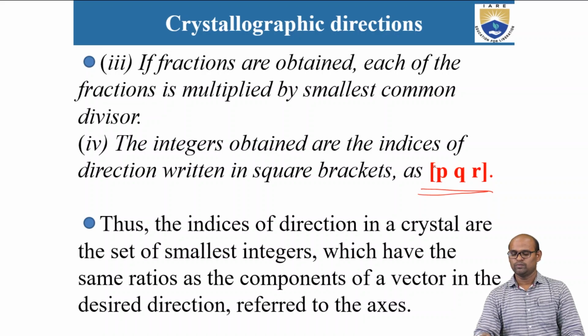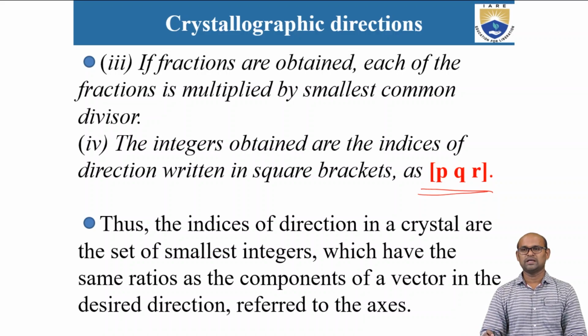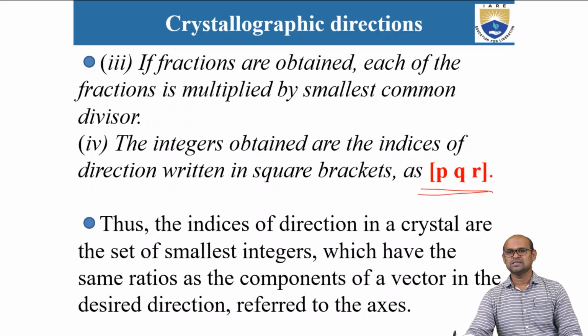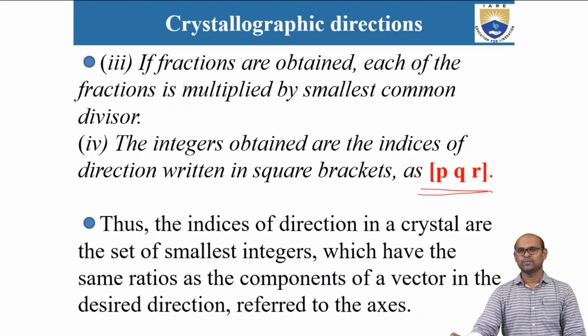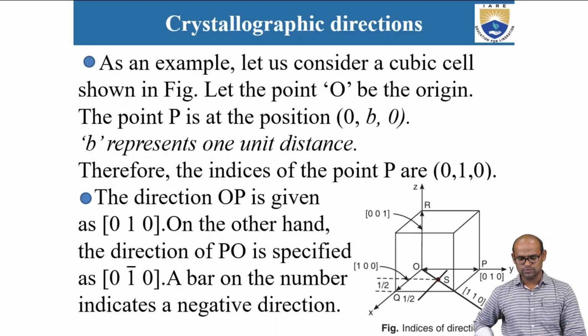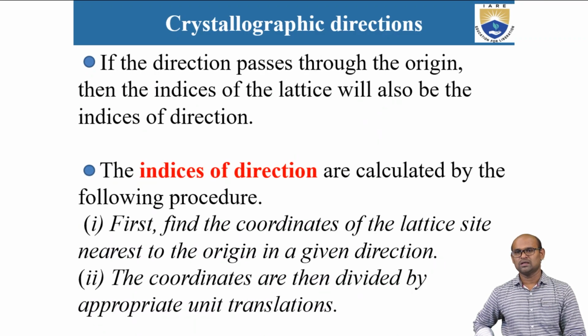Write the indices in square brackets, enclosing P, Q, R without commas. So this will tell us the index of a direction. Thus, the indices of a direction in a crystal are the set of smallest integers which have the same ratios as the components of a vector in the desired direction referred to the axis. So these are the 4 steps to find the direction in a crystal. What are the 4 steps?